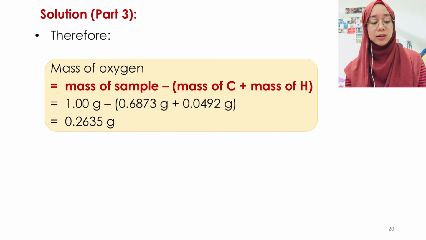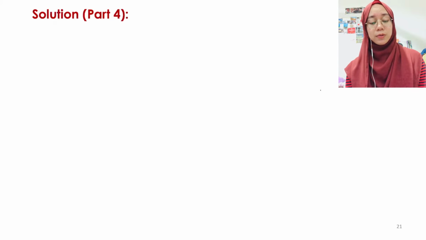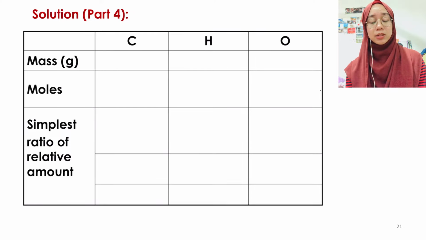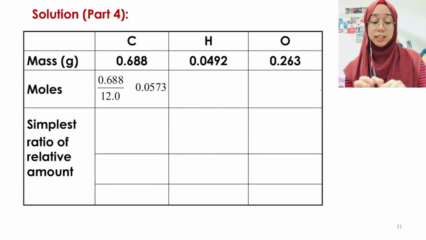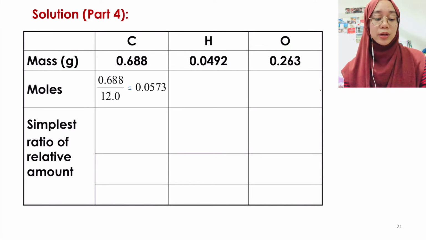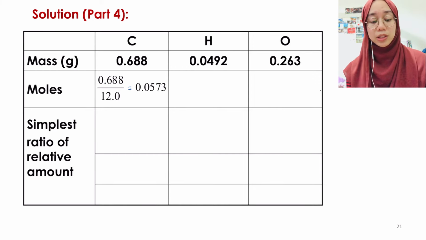Okay, so now barulah kita guna Formulae table. So we have the carbon, we have hydrogen, we have oxygen. So just put all the values inside. Okay, don't forget to write down the unit untuk mass dekat sini. Then moles, you need to show the calculation class. Okay, show that the mass is divided by the molar mass, so you get 0.0573.